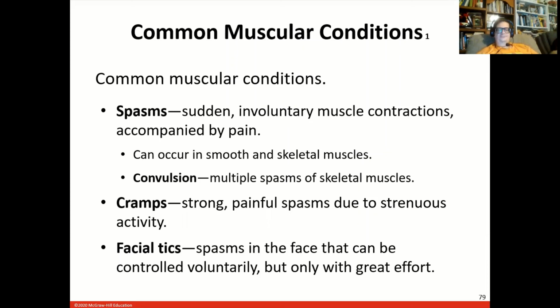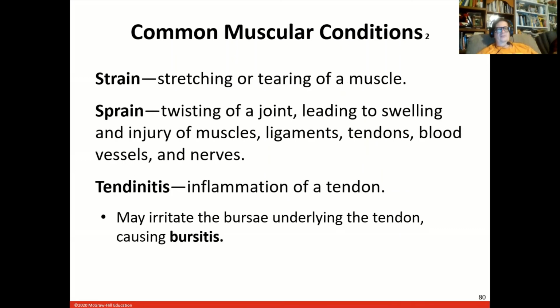Facial tics would be you have a muscle spasming in the face, and so you have your little twitch, weird motions in your face. Those are skeletal muscles, so you can try to control them, but it's difficult. It's a pain in the butt. Now, a strain is if you stretch or tear the muscle a little bit. A sprain, with a P, you twist the joint hard enough that you got swelling and injury to muscles, ligaments, tendons, blood vessels, nerves. I know that's straight off the slide, but let's go over this.